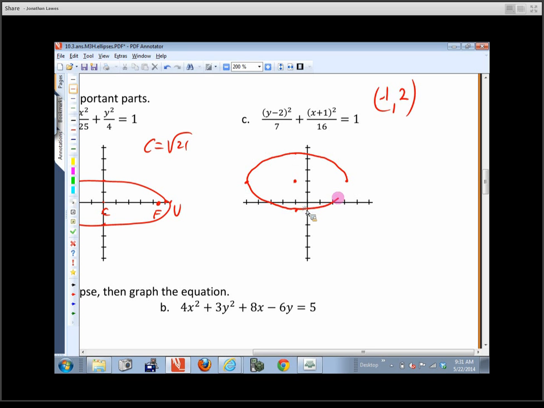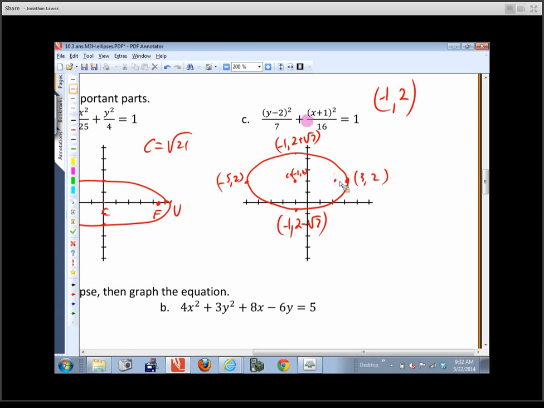Center is negative 1, 2. This point right here, let's see, I went forward 4 units, so that's going to be 3, 2. And I went back 4 units, so that's going to be negative 5, 2. And I went up radical 7. So it's still negative 1 for an x-coordinate, but this is going to be 2 plus radical 7. And the easiest way to write this one, rather than actually figuring it out and subtracting it out on your calculator, would be negative 1 for the x-coordinate, because you went back. And then you went down another radical 7. So this would be 2 minus radical 7. So you'll notice that there's some symmetry there.